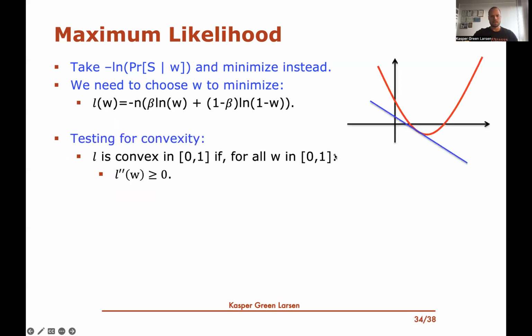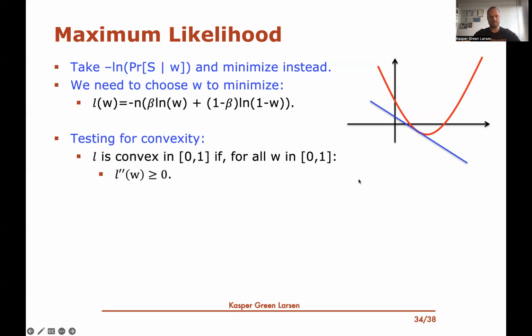Okay. So we need to test for convexity, and there were several different ways of doing it. One of them is to test that all the tangents lie below the function. Another was to say that the line segment between any two points on the function lies above the function, and so on. But here we'll use the last of the 3 different tests, namely the one that says that this function L up here is convex between 0 and 1 if for every w between 0 and 1, the second derivative of this function is non-negative.